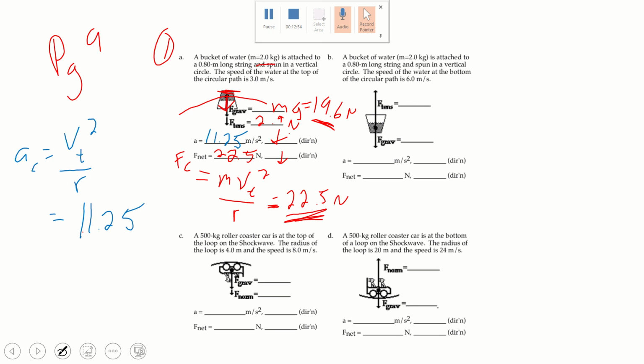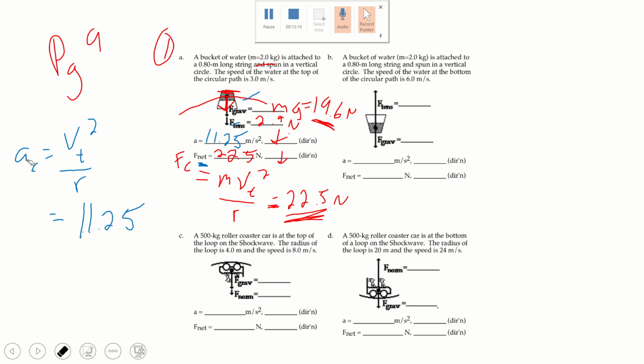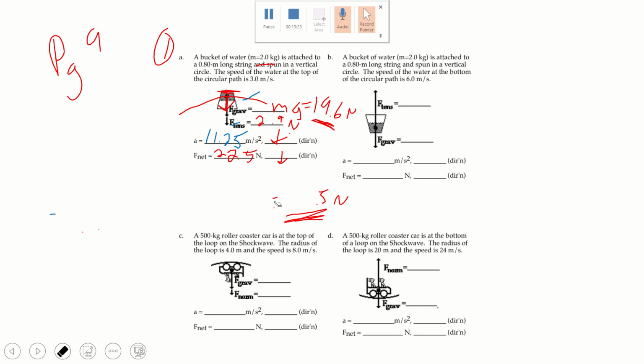And so those are our answers for our whole first problem here. Okay? The net force is referring to the net centripetal force. The two forces that might be pointed towards the center are the force of gravity and the force of tension. Clean some of this up here, and we can go on to part 2, or part B. Okay, so we have all of our answers in here.